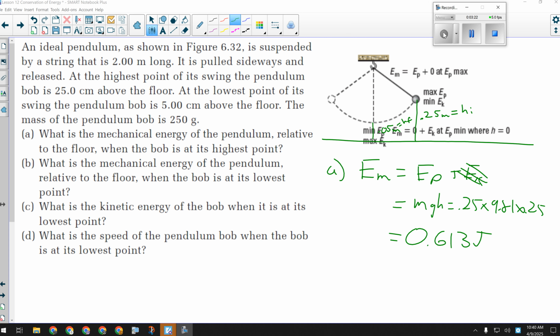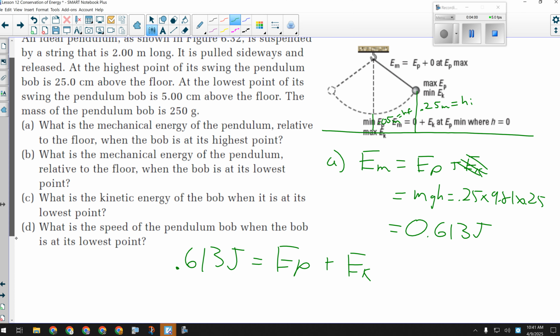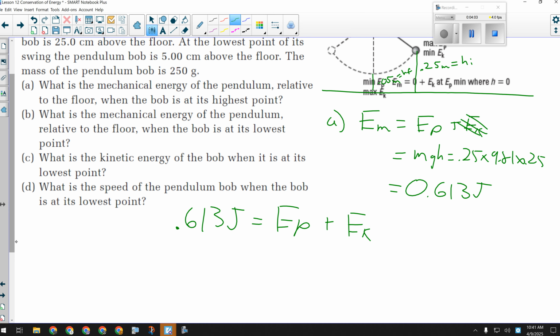Yes, you do. That is my mechanical energy anywhere along the path that the pendulum follows. So if that's the case, anywhere along that arc, 0.613 joules equals the sum of the pendulum's potential and kinetic energies. In part C, they tell me they want to know the kinetic energy of the bob at its lowest point. Well, does it still have some potential energy at its lowest point? Relative to the ground, it does. Practically it doesn't, because it's not going to fall any lower than that, but relative to the ground, yes it does. So, can I calculate how much potential energy it has at that lowest point?